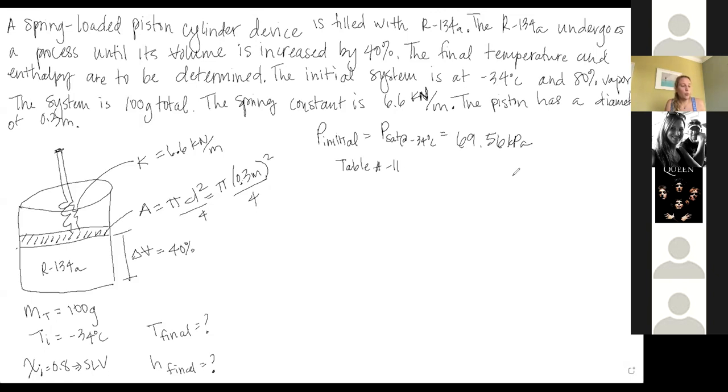So now I know pressure. I know my initial pressure, but I don't know my final pressure. In order to determine anything about my final situation, I would need to find my final pressure. The way I could find my final pressure is by looking at this spring piston.